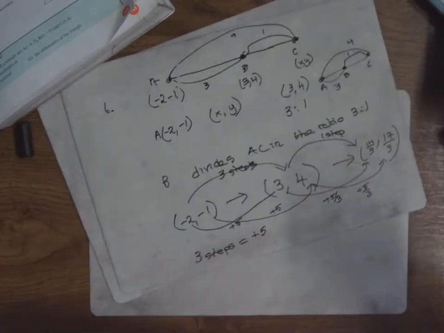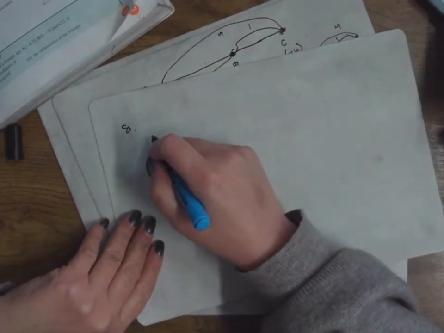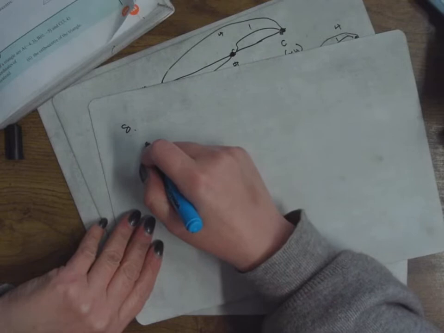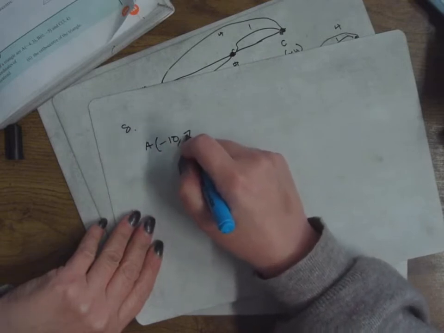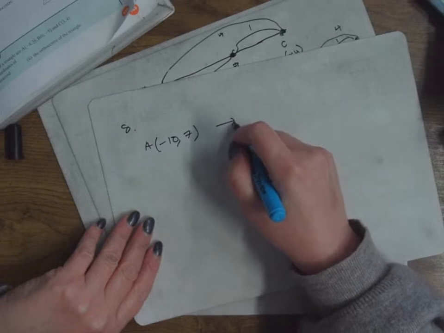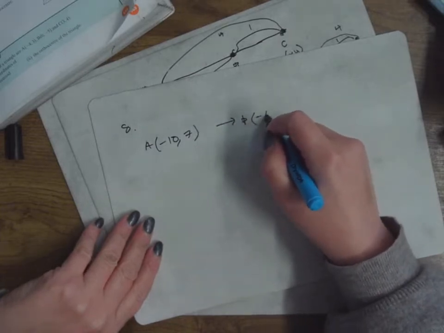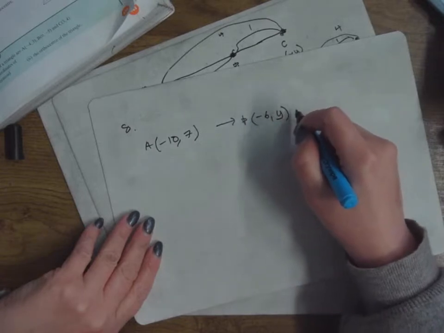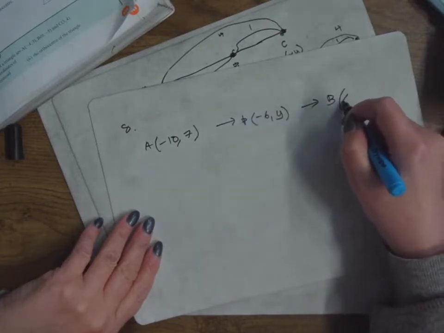Right, okay. So it's number 8. P is in the middle. A is at one end, minus 10, 7. Then P is in the middle, so it's minus 6, y. And then B is at the other end of the line, which is x, minus 5.